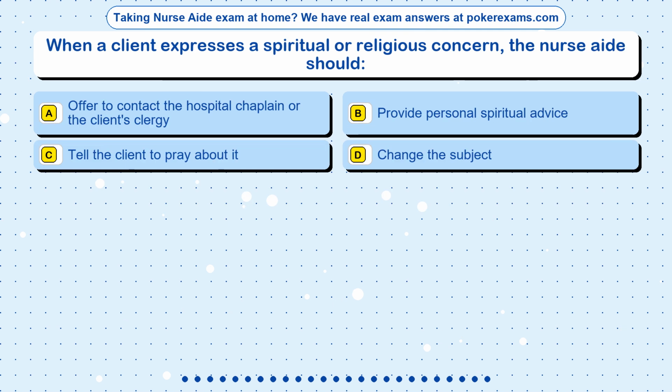Question 23. When a client expresses a spiritual or religious concern, the nurse aide should: Option A, offer to contact the hospital chaplain or the client's clergy. Option B, provide personal spiritual advice. Option C, tell the client to pray about it. Option D, change the subject.